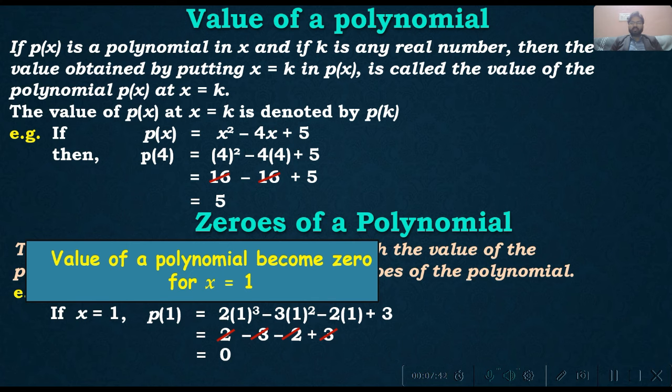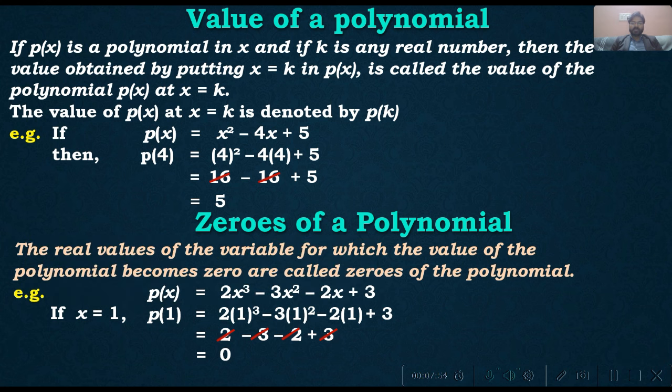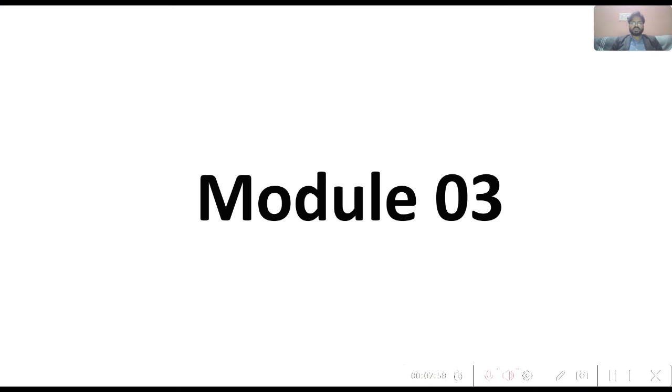अगर x की वैल्यू हम पुट करें 1 तो पॉलिनोमियल क्या होगा 0 होगा. तो 1 is called zero of a polynomial. जिसकी वजह से पूरी वैल्यू 0 हो जाए उस वैल्यू को बोलते हैं हम लोग जीरो ऑफ अ पॉलिनोमियल. नाउ 1 is a zero of Px.